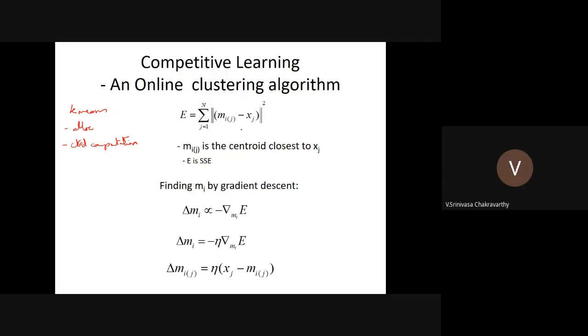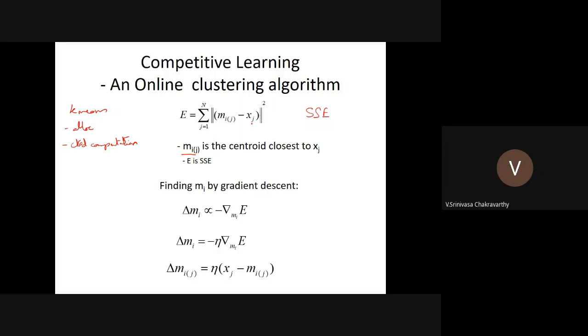What is this objective function? This is nothing but our same sum squared error, SSE. I'm just writing it in slightly different notation because that will make my gradient descent equation derivation easy. So let us see what the expression is saying. M is a centroid, Mi is the ith centroid, Xj is the jth data point, and j goes from 1 to n. What is this saying? This notation, Mi of j, means the centroid closest to Xj, because Mi is a function of j.